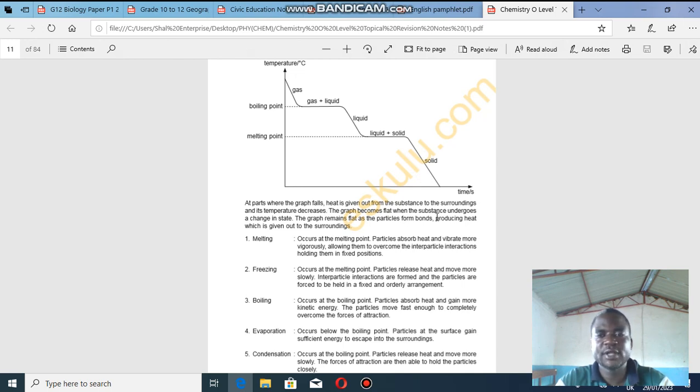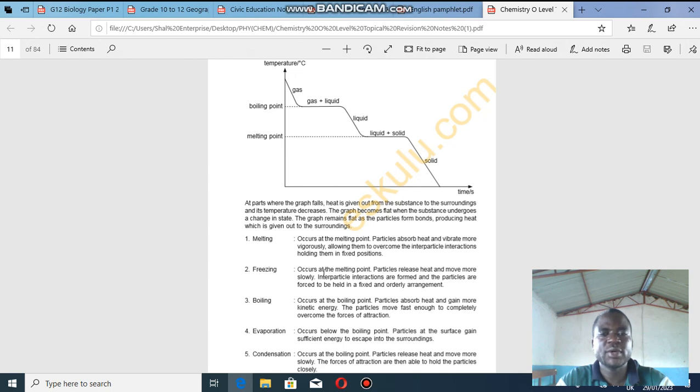So the graph becomes flat when the substance undergoes a change in state. The graph remains flat as particles form bonds. So why did the temperature remain constant there? Because there was bond formation, producing heat which is given out to the surrounding. So number one, what processes are involved? Melting occurs at the melting point. Particles absorb heat and vibrate more vigorously, allowing them to overcome the particle interaction holding them in fixed position.